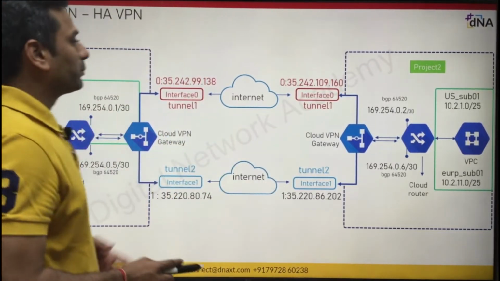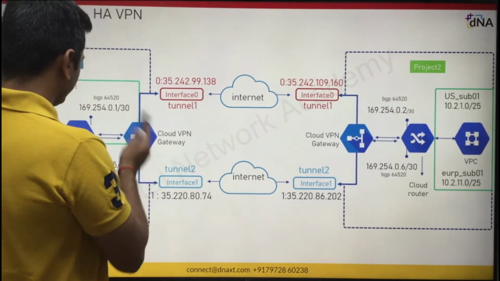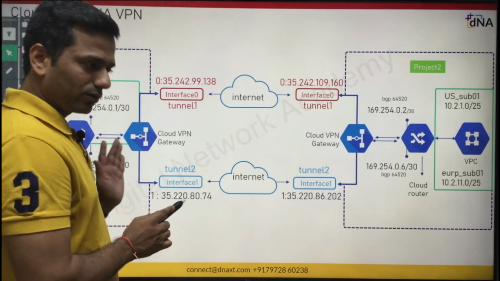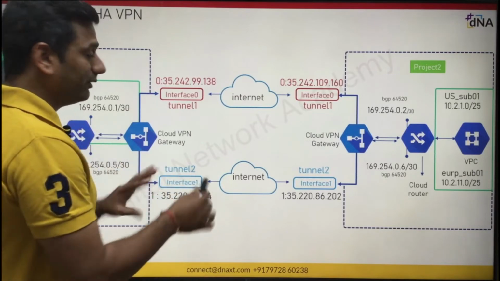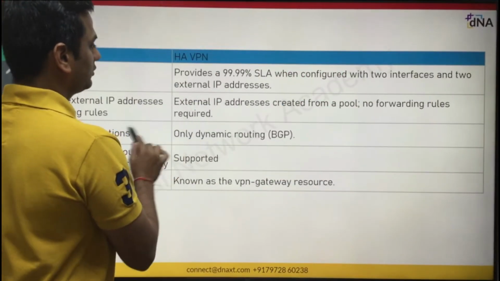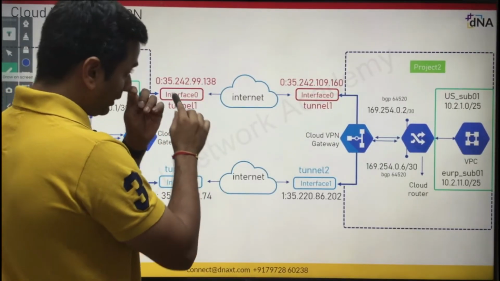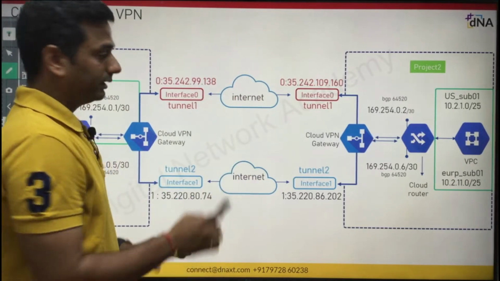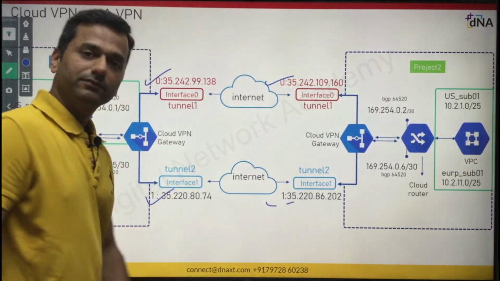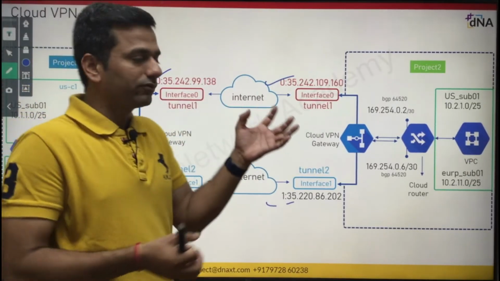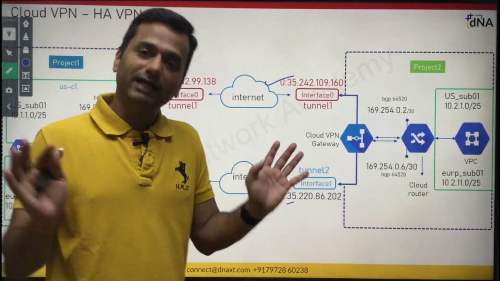Clear? Now consider you configure the cloud VPN gateway, and then you configure your cloud router, and then you realize, okay, fine, my testing is done, I will go and delete the VPN. Once you delete the VPN, these IP addresses will be freed immediately from project 1 and project 2. These 4 IP addresses will get released automatically. Clear? GCP will not retain those IP addresses in project 1 or project 2. Once you delete the VPN gateway, it will release the IP addresses as well.